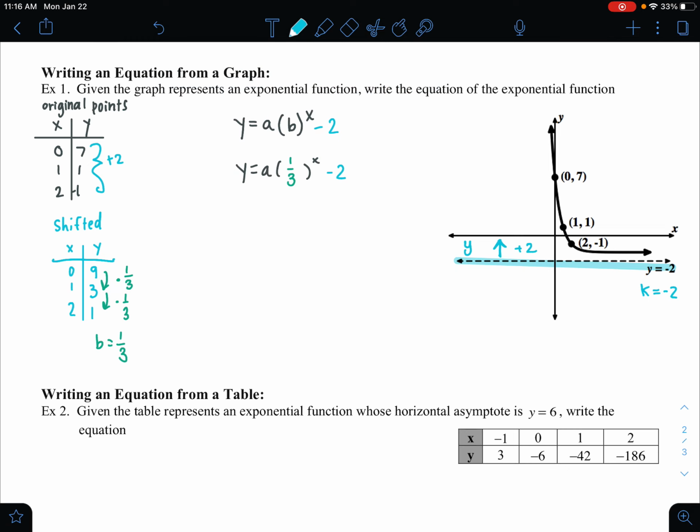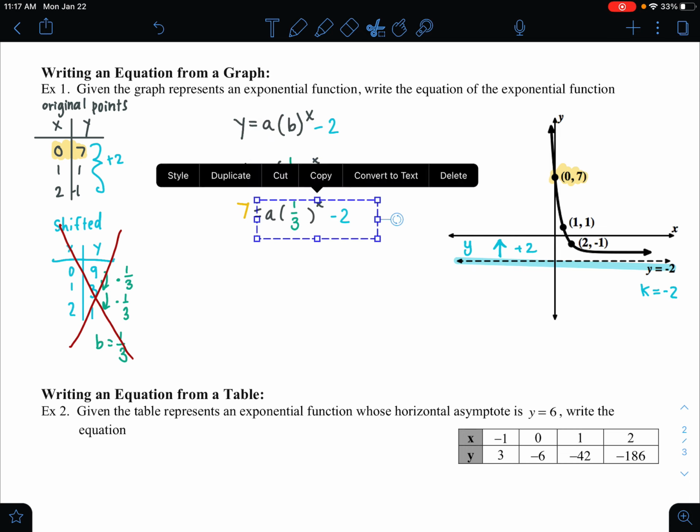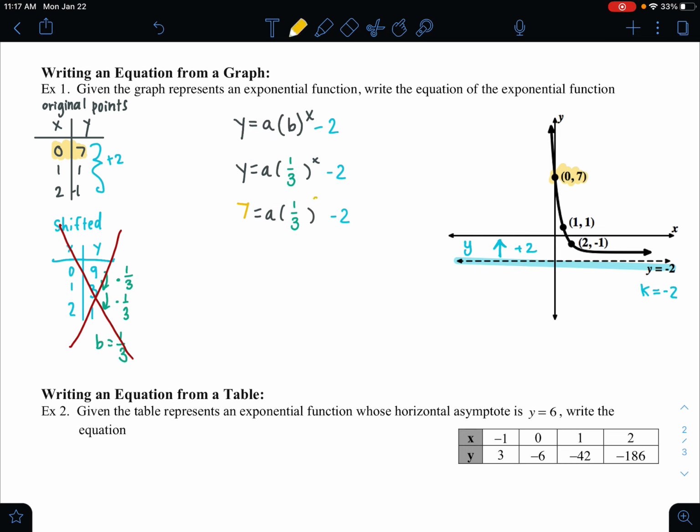So we only make the shifted table to find our base. So once we find our base, we're done with this table. Now you pick a point from your original table or graph to plug in to solve for A. I like plugging in (0, 7) because anything raised to the 0 power is 1. So if we go ahead and substitute those points in, first step always is add over the 2, or the horizontal asymptote, and you get 9 equals A. 1/3 to the 0 power is just 1, so A equals 9.